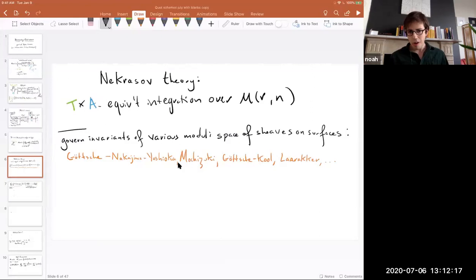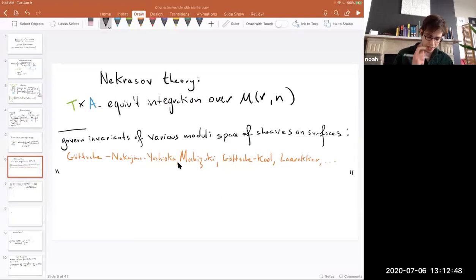This probably isn't an audience I need to sell on the importance or the interest of these, but one reason algebraic geometers are interested in these is that they govern invariants cooked up from moduli spaces of sheaves on surfaces. And so you can read about this in work of Göttsche, Nakajima, Yoshioka, Mochizuki, and other people I wrote down here. And here's the general calculus of how this goes. I'll put it in quotes because I'm not going to be precise.